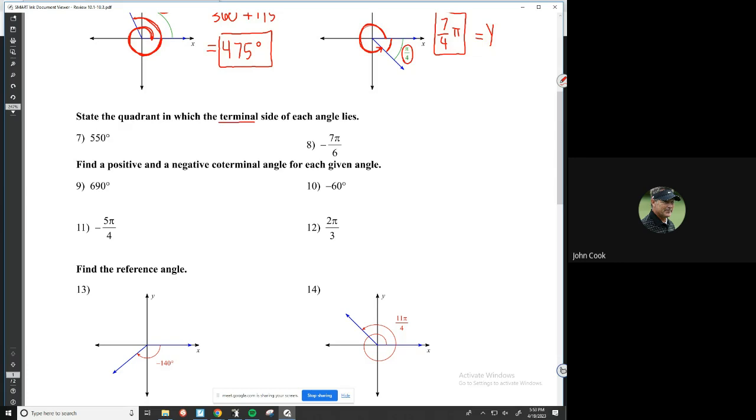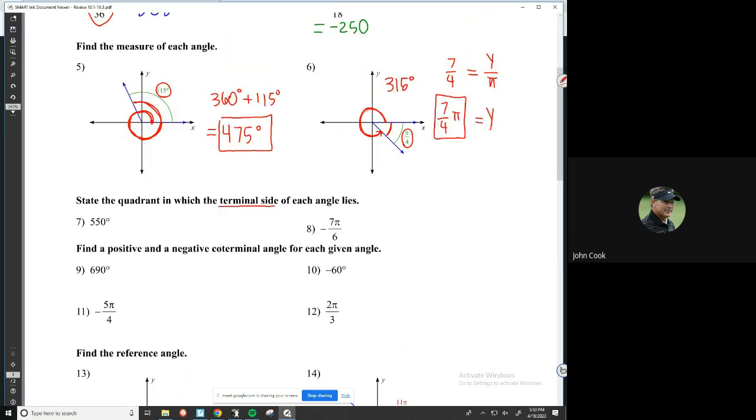So the terminal side, that's just going to be, after you go through writing out the whole angle, the side of the angle that you're left with, like where the arrow ends up pointing, where this arrow stops. Okay, so that's what we're going to try and do for this. Let's see what happens with 550 degrees.